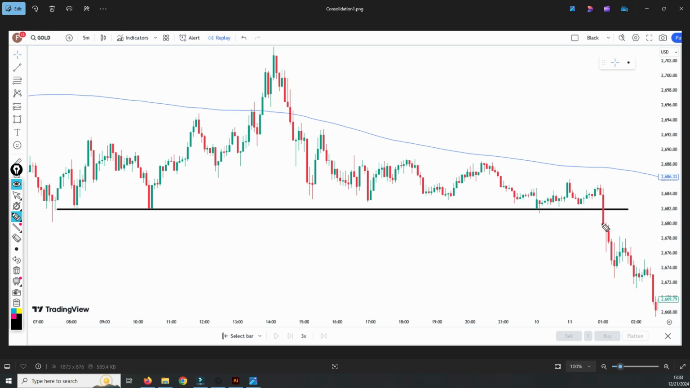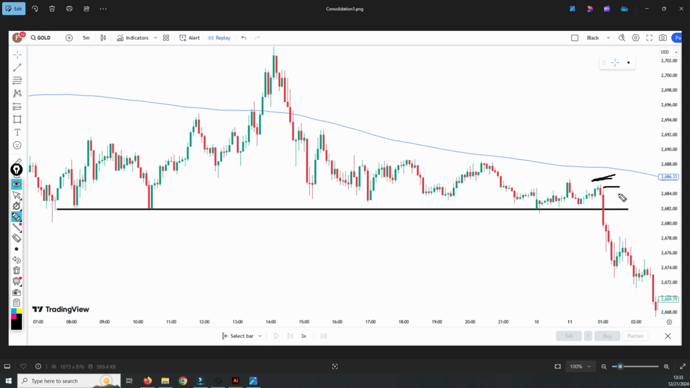This solid bearish candle breaks this support clearly. After this candle, we can enter the trade. I usually like to place the stop loss above the candle which breaks support or resistance, or a little bit above the first swing, which is this one.